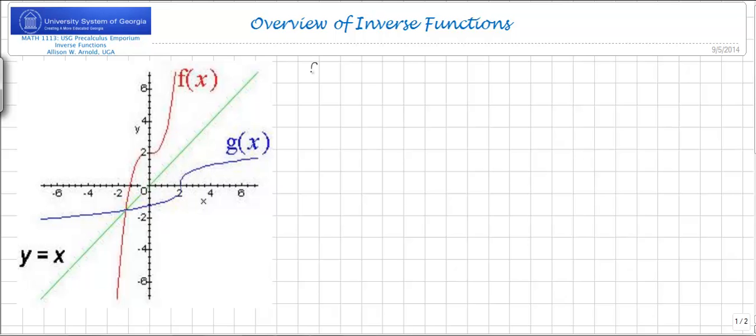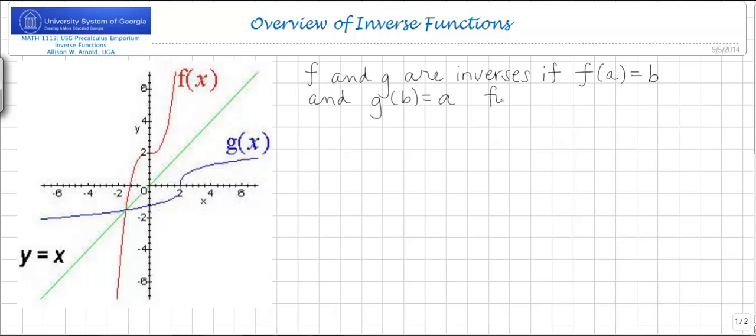Basically, f and g are inverses if f of a equals b and g of b equals a for all a and b in their domains.